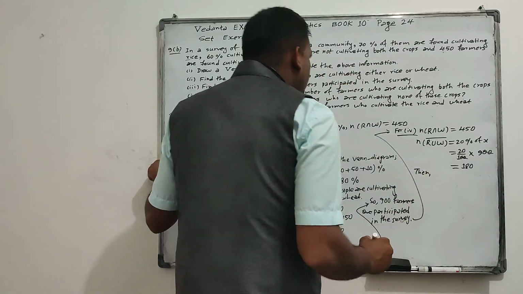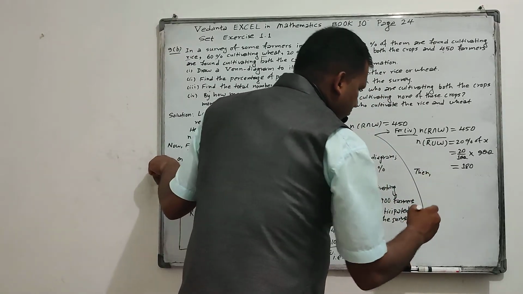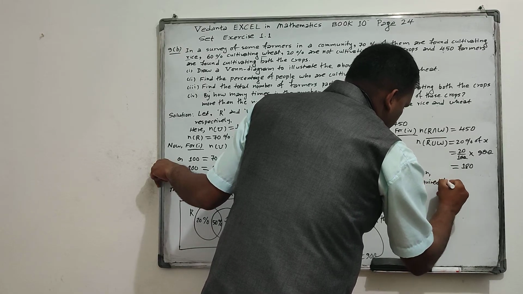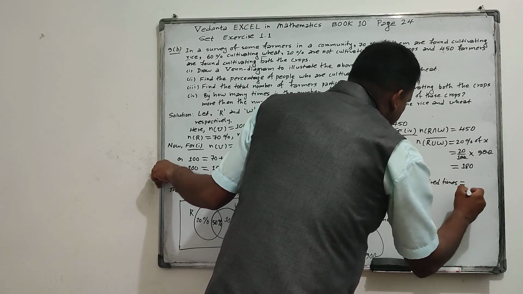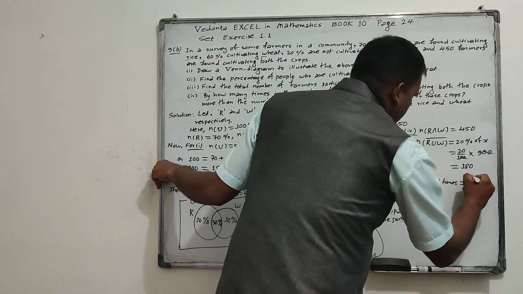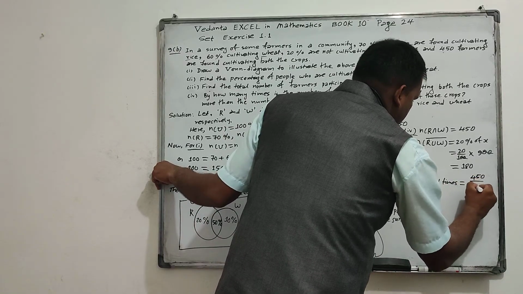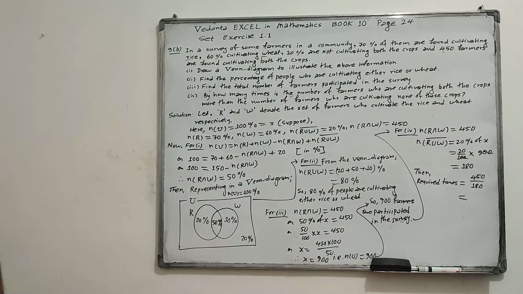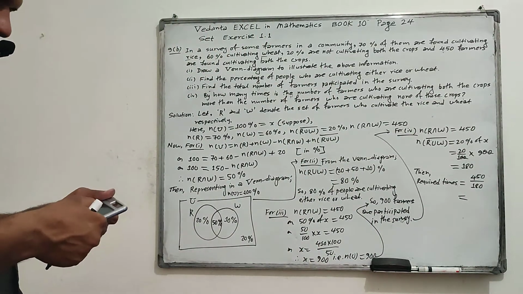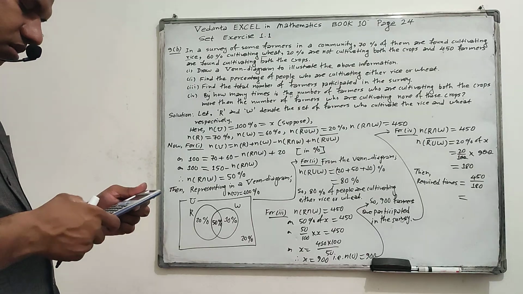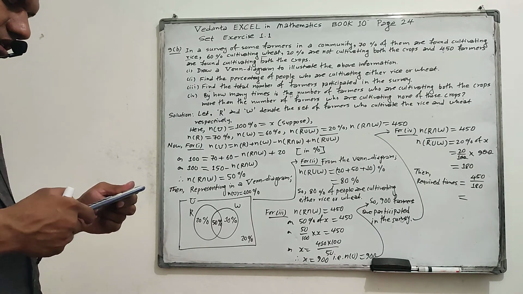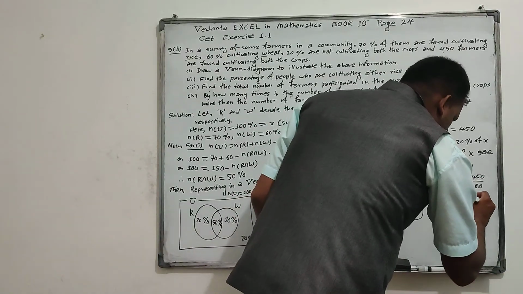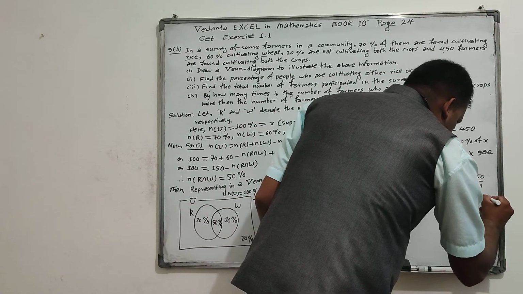Then required times equal to 450 divided by 180. Now let us calculate this by using calculator. 450 divided by 180, it becomes 2.5. This is equal to 2.5 times.